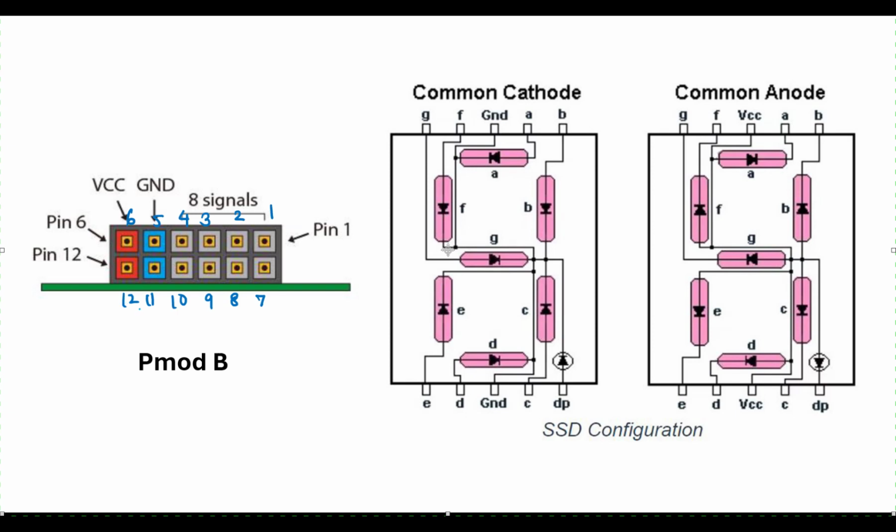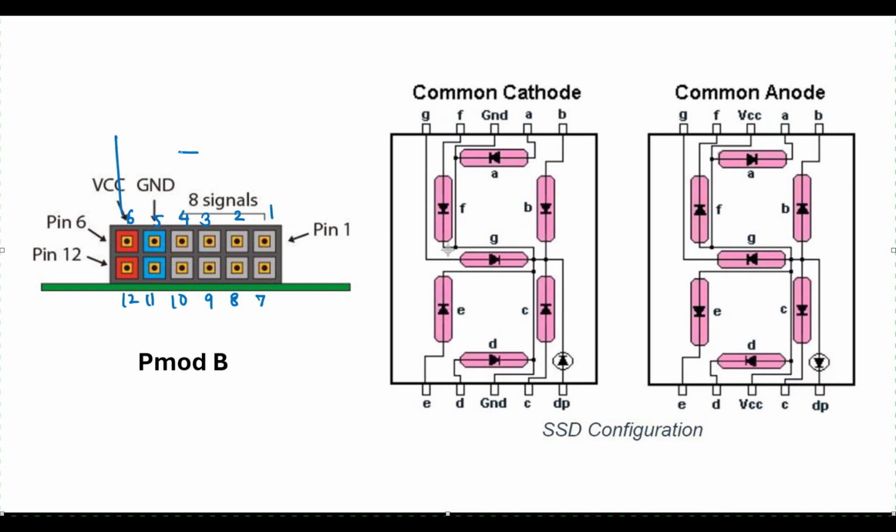This diagram is available in the user manual of pink board, and you can see that these two pins, pin number 6 and 12 are connected to VCC and 5 and 11 are connected to ground already, right? So when the pink board is powered, this is automatically connected to ground and this is automatically connected to, I think, 3.3 volts.